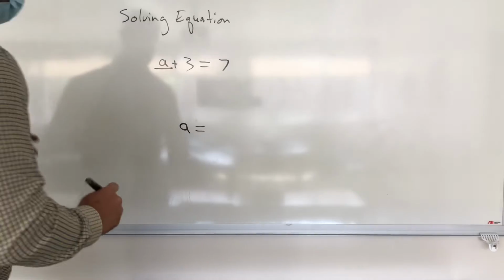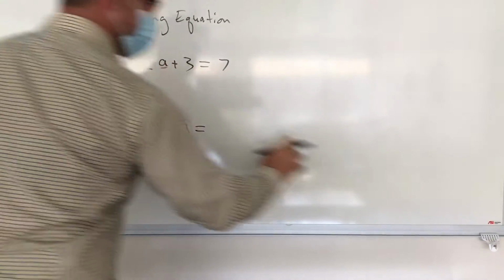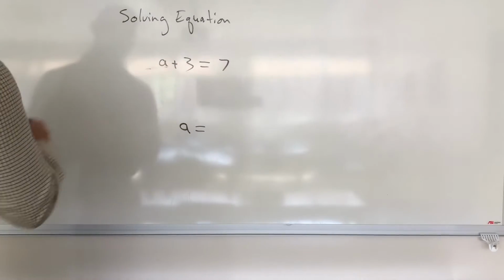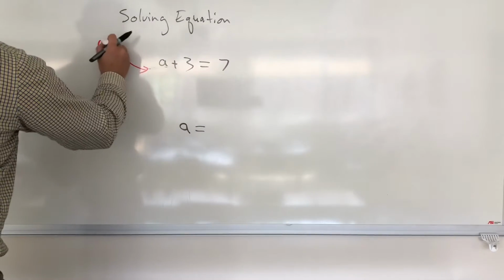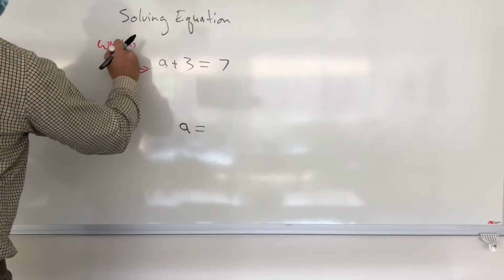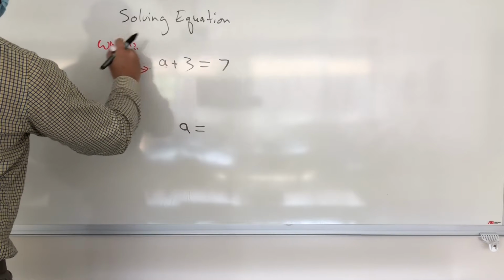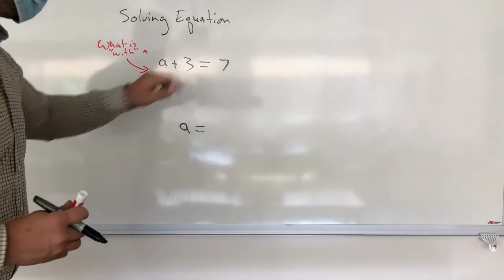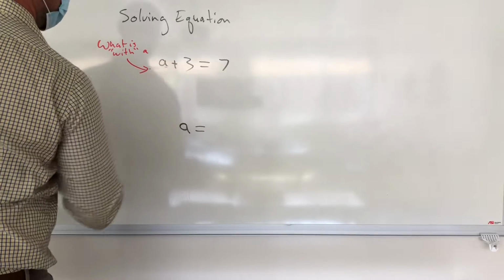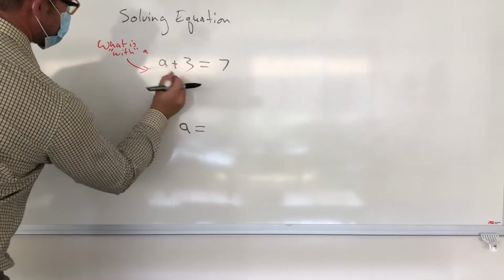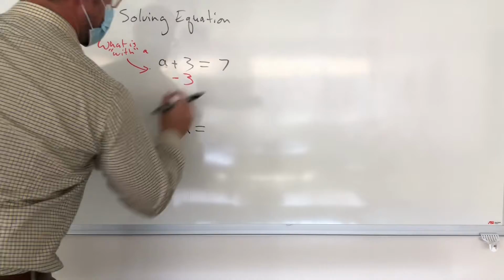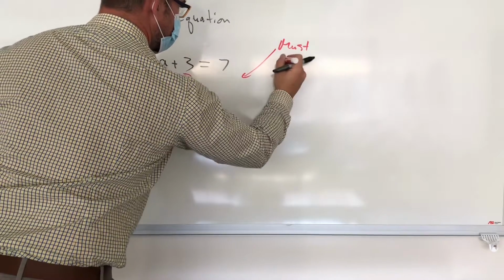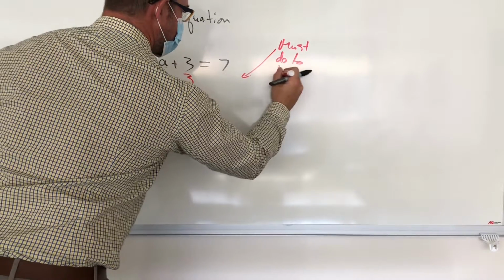Now, to solve an equation, we use the opposite operation. So if I'm looking to get A alone, I ask myself, what is with A? And by with, I mean, what is attached to it? It looks like this 3 is attached to A by addition. So because it's addition, I'll use subtraction. And what I do to one side, I must do to the other. So I must do to both.